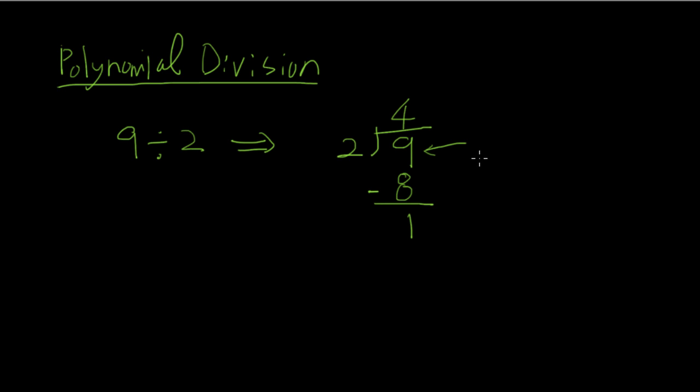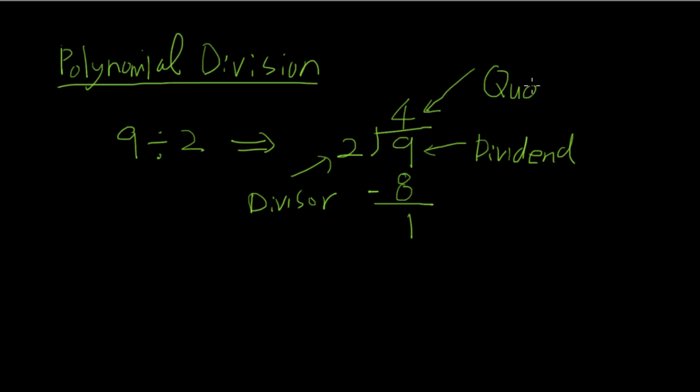Alright, so what do we call this 9 that we have to divide by 2? This is what we call dividend. What do we call this number 2 that we are dividing 9 by? This is called divisor. What do we call this result of division, 4 in this case? This is quotient. What do we call this 1, the left behind? Remainder.